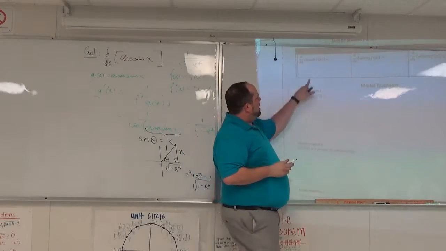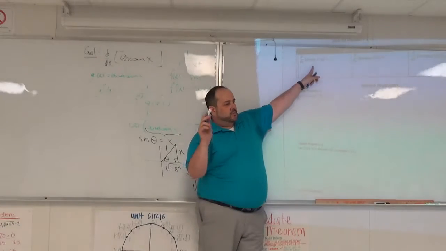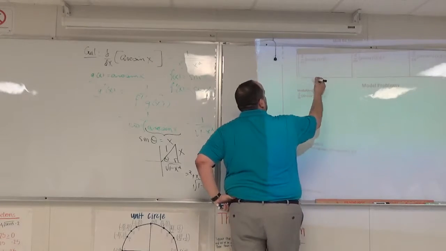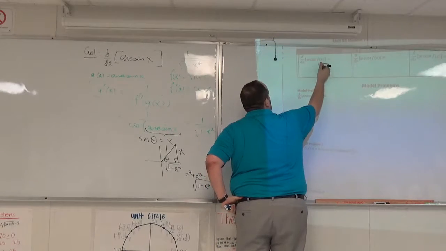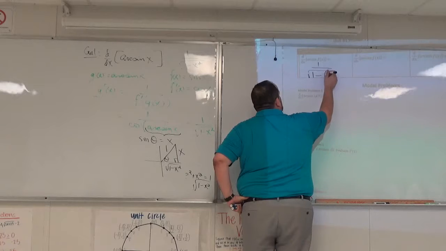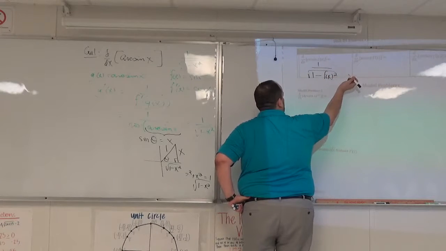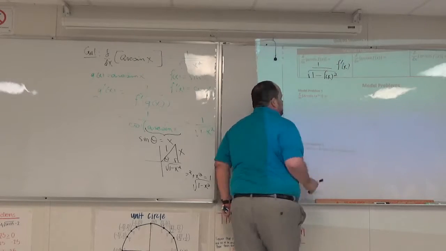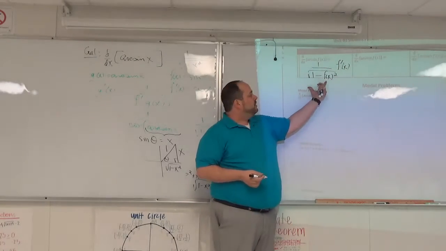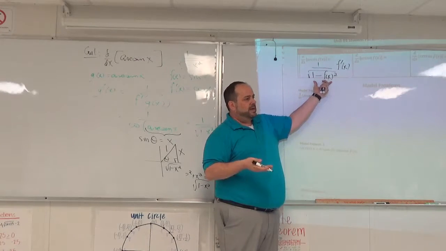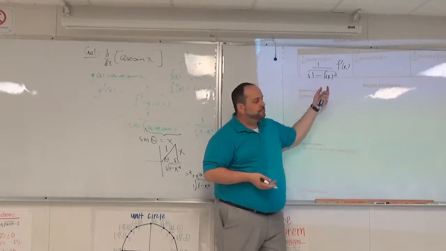Alright, derivative of arc sine of x, you guys know, is 1 over the square root of 1 minus x squared. So derivative of arc sine of f of x? 1 over the square root of 1 minus f of x squared, times the derivative of f of x. Just chain rule stuff, right? You either know or you believe the derivative of arc sine is 1 over square root of 1 minus x squared, and then you just apply it.